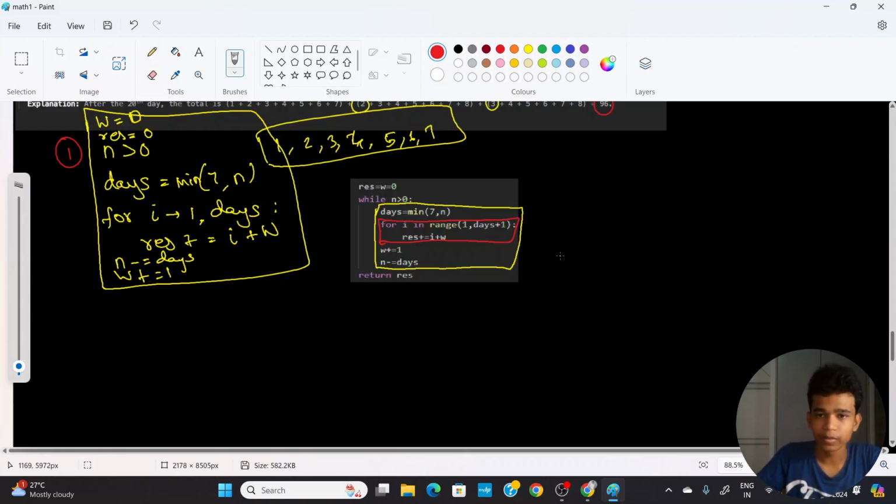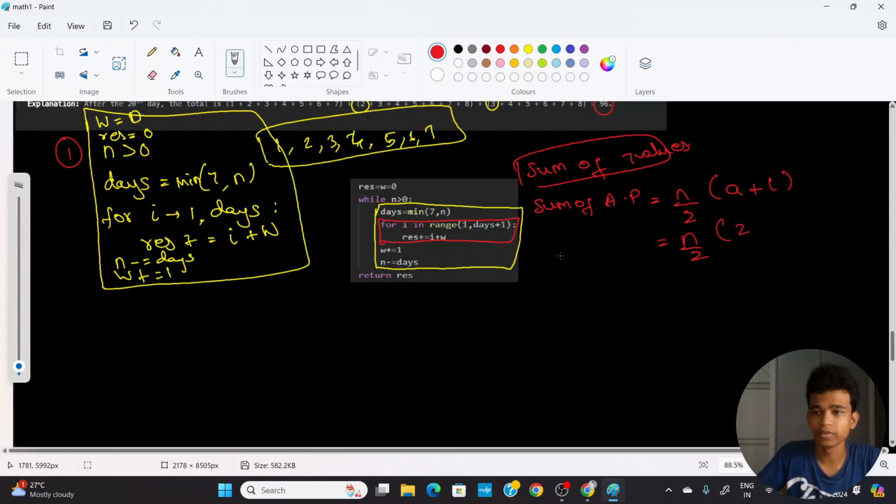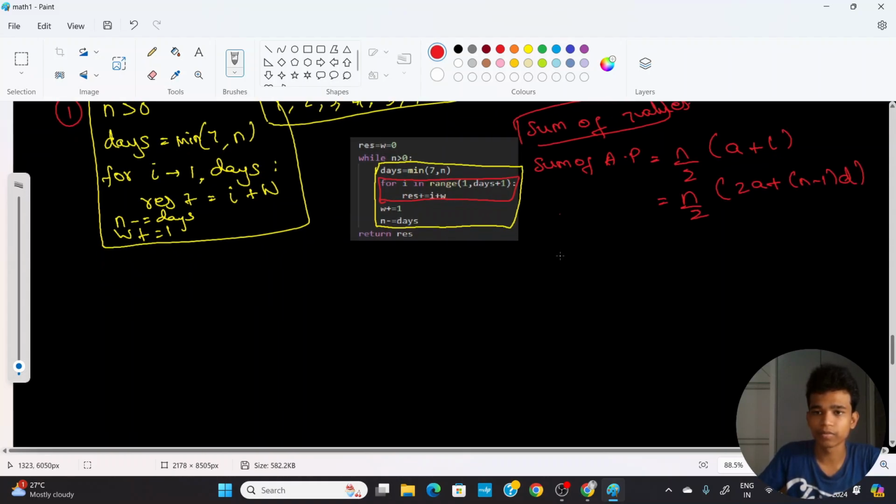Okay, what is the purpose of this loop? It takes the sum of 7 values. Can we find the sum of 7 values using some formula? Yes, we have the sum of an AP. Okay, what is the formula? We have two formulas: n by 2 into (a plus l), or n by 2 into (2a plus (n minus 1) into d). These are the two important formulas.